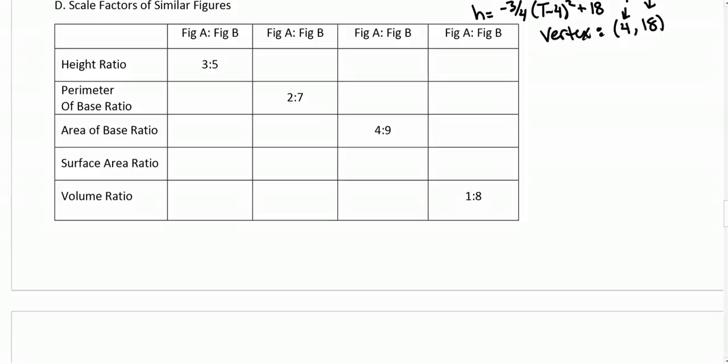This is part D on the scale factors of similar figures, and this is taken from worksheet 4 of unit 9. So first, height and perimeter are one-dimensional. It's important to realize that. Area, whether area of the base ratio or surface area, all area is two-dimensional. And volume is three-dimensional.